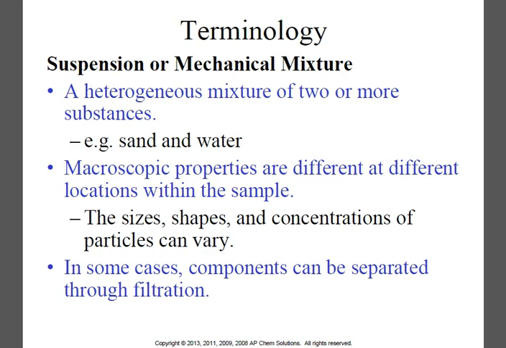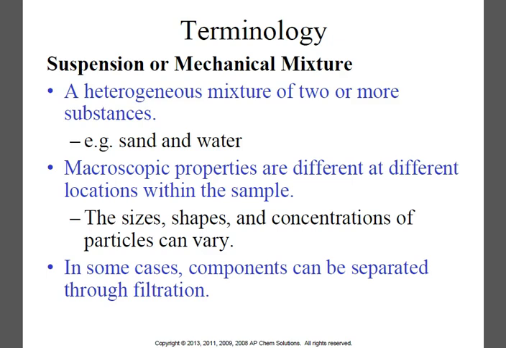The reason that this is known as heterogeneous is because at different parts or locations in the sample, you're going to have different properties. Okay, so hetero meaning different. So the size, the shape, the concentration of the particles can all vary depending on where you are in the solution. If you think about a sand and water mixture, at the top of the solution, you're going to have much fewer sand particles than at the bottom. So the concentration is going to differ from top to bottom, for example. In many cases, if you have a suspension, you can separate it through filtration.